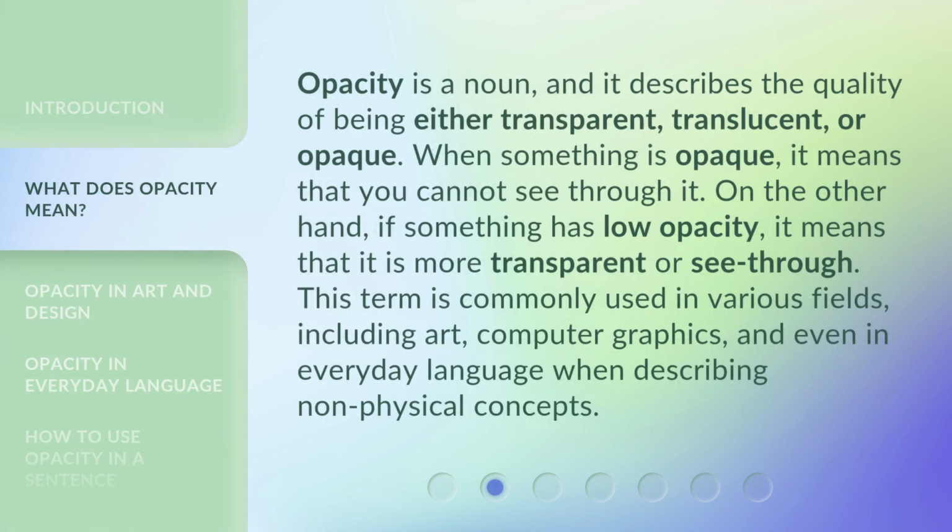Opacity is a noun, and it describes the quality of being either transparent, translucent, or opaque. When something is opaque, it means that you cannot see through it. On the other hand, if something has low opacity, it means that it is more transparent or see-through. This term is commonly used in various fields, including art, computer graphics, and even in everyday language when describing non-physical concepts.